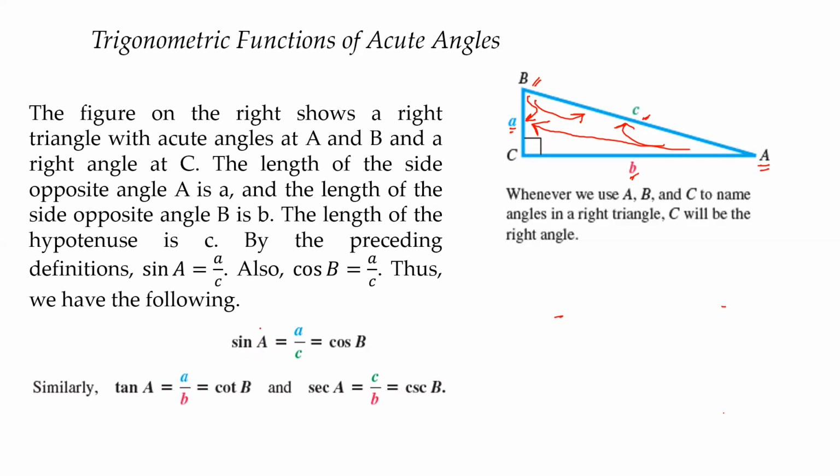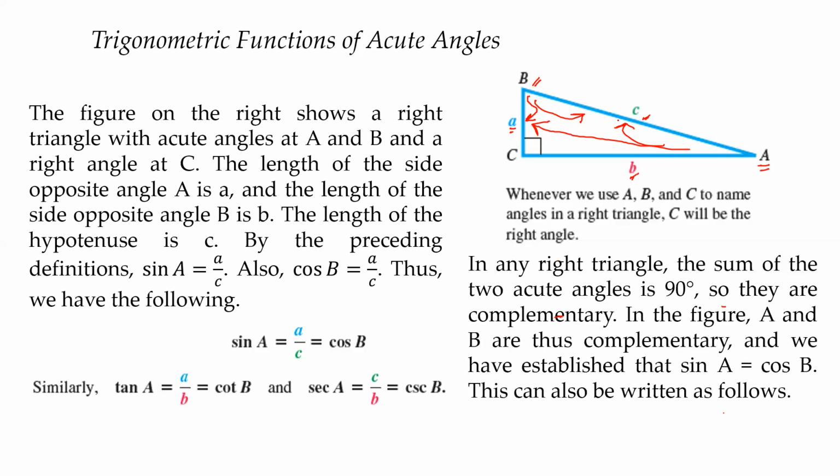Now, similarly, tangent A is a over b, and cotangent B is a over b as well, while secant A is c over b, and cosecant B is c over b. Cosecant being the inverse of sine. Sine B is b over c. So the inverse of that is c over b.